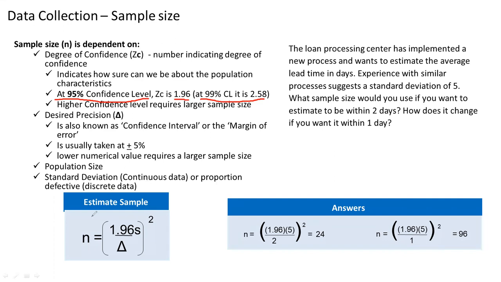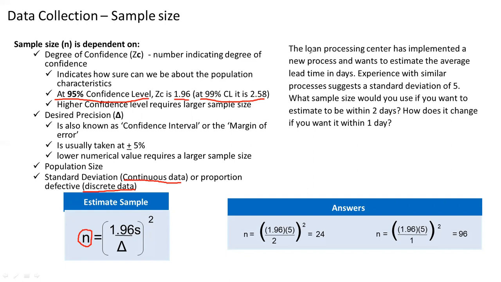Now here is an example based on continuous data. In the next slide, I will explain how to calculate the sample size for discrete data. You see the number of samples, denoted by N. The formula is N = (1.96 × S / delta) squared, where 1.96 is the degree of confidence, S stands for the standard deviation of the process data which you currently have, and delta means the margin of error. Then you will get the sample size.